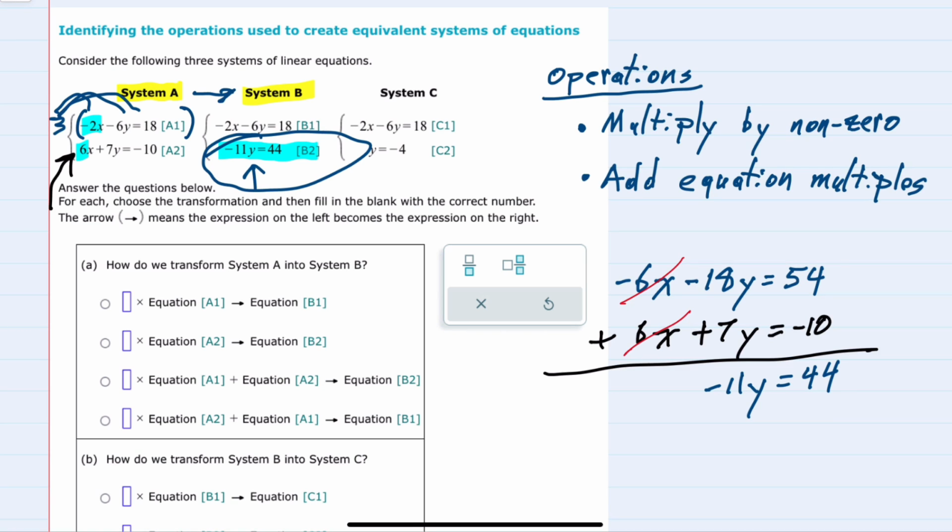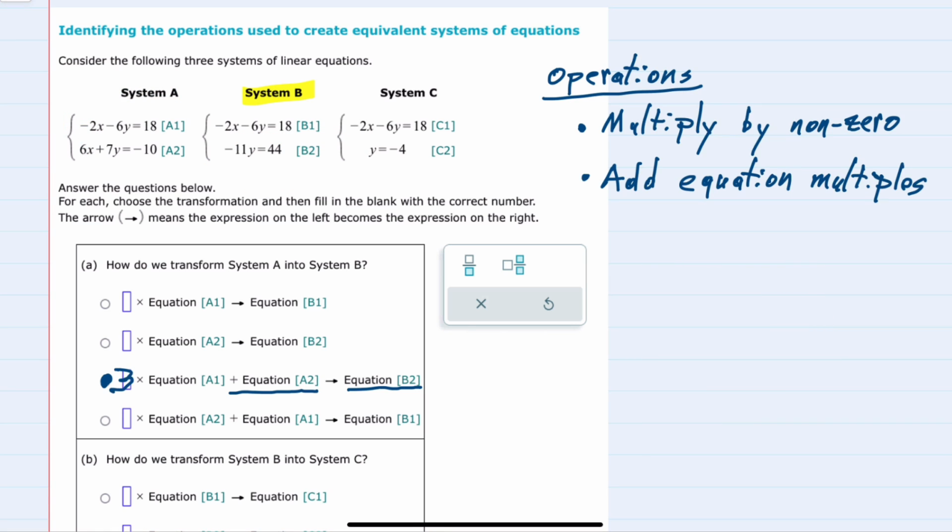So looking at our options here, what did we do? We multiplied the first equation, A1, by 3, and then we added equation A2, and that gave us equation B3. So this third option. And then for part B, we're asked the same sort of question, but in part B, we're transforming from System B to System C.